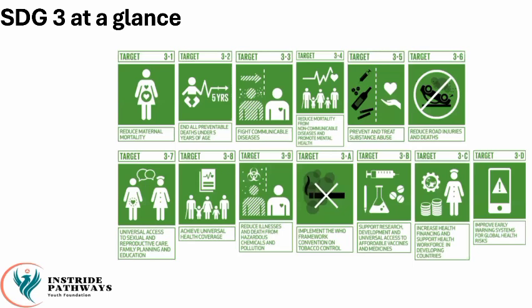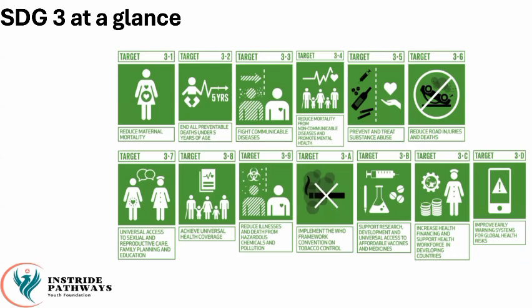Okay, so SDG 3 at a glance. Basically, what SDG 3 is telling us is that we want to have good health and well-being for the entire population on Earth, right? And for us to have this good health and well-being, SDG 3 has been categorized into different targets just to make it easy for sectioning and easy for it to be achieved.